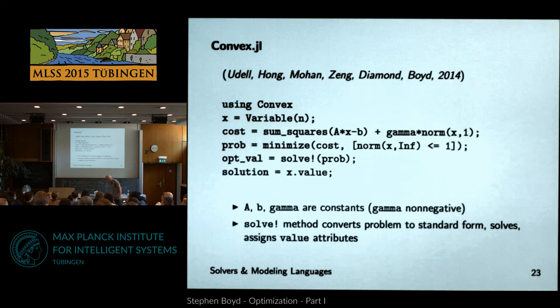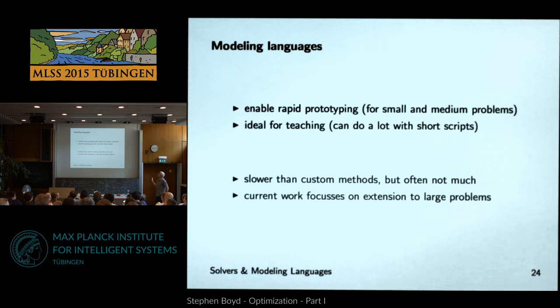Yeah. So okay. So the idea of modeling languages then is that they enable rapid prototyping, right? Certainly for small and medium scale problems. And it's great for teaching, right? So I taught a course on convex optimization before the development of these things that actually worked and afterwards, right? And before, I mean, it was fun. You cover a lot of things. You'd say, oh, look, we can do some signal processing. We can do some control. Oh, let's do some finance. But it was a huge pain to come up with problems that didn't require a huge amount of coding and stuff like that, right?